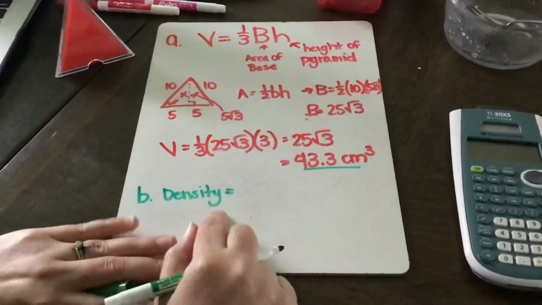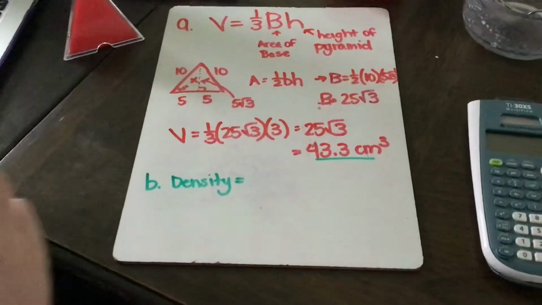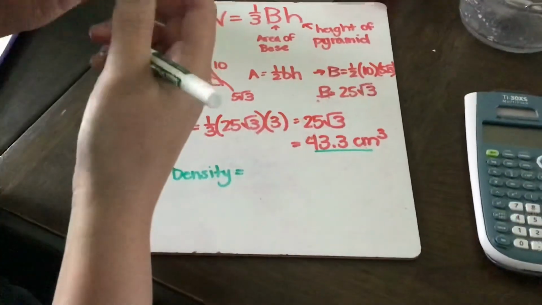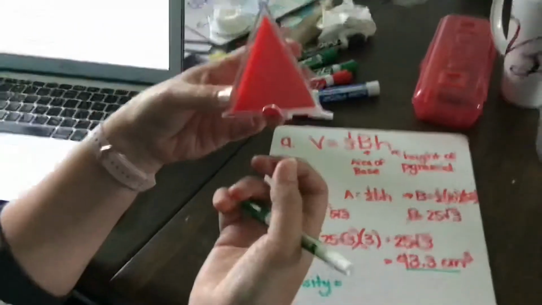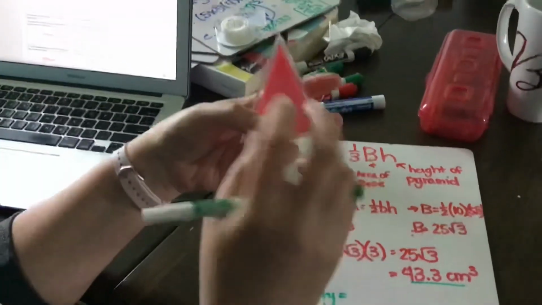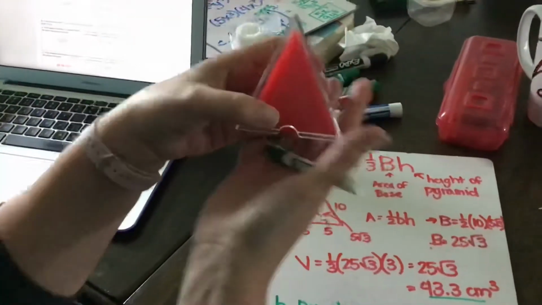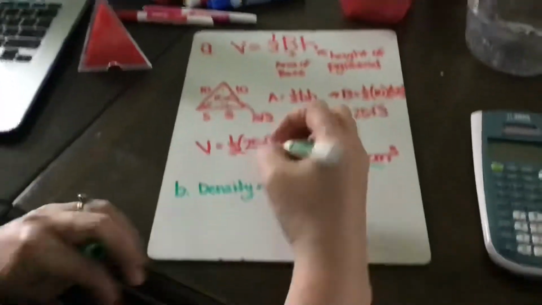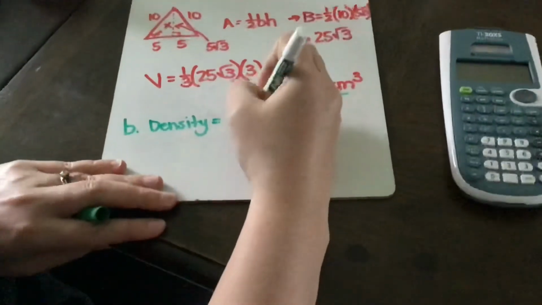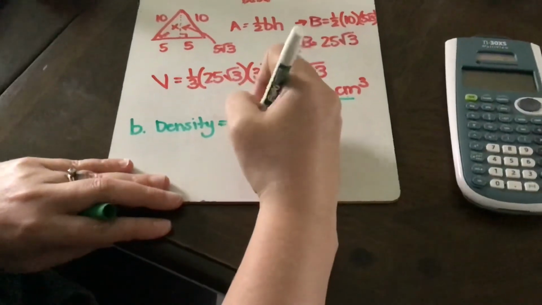So density is how thick something is. So for example, if I were to fill this with sand, it would have a very thick density, versus like if I filled it with salt water, it wouldn't have as much salt as it would sand. So density is like how tightly things are packed together. So the formula for that is we take the mass and we divide it by the volume.